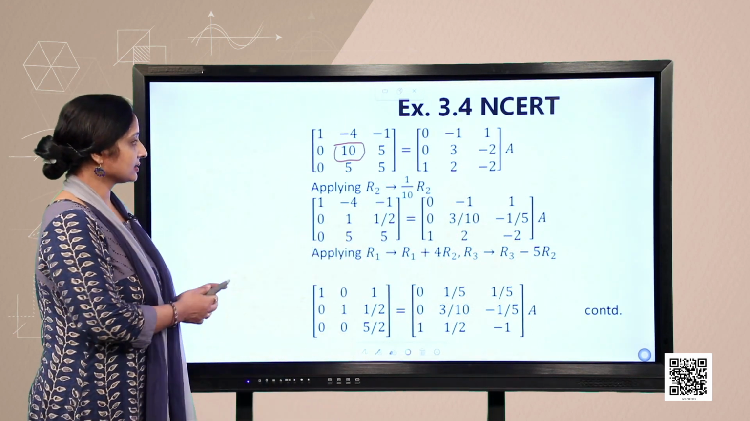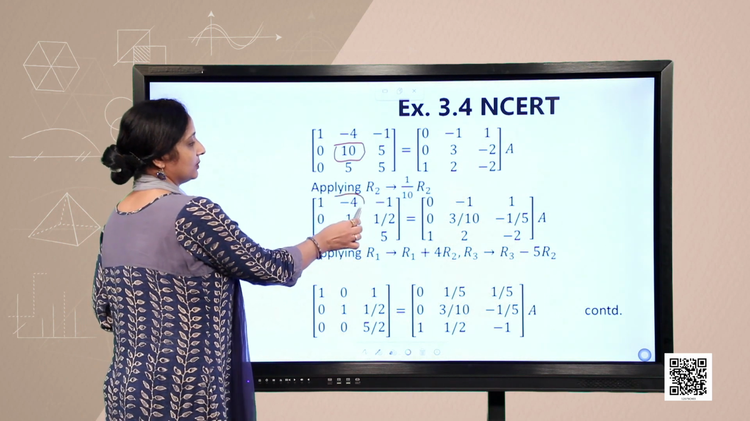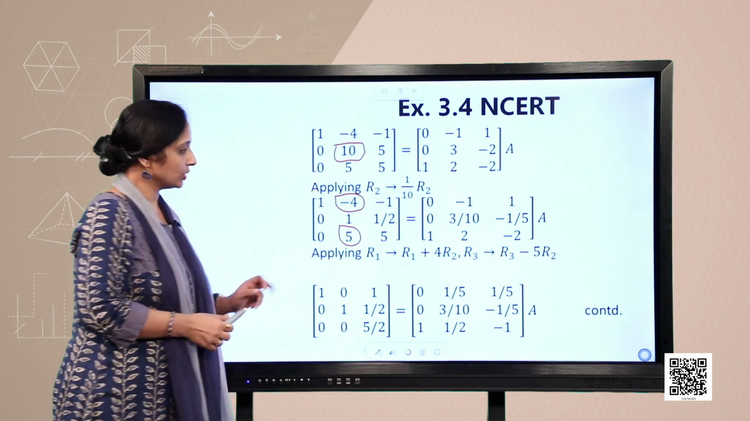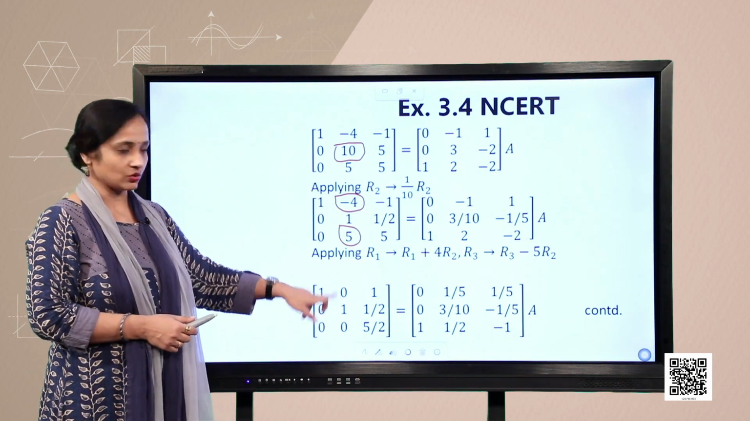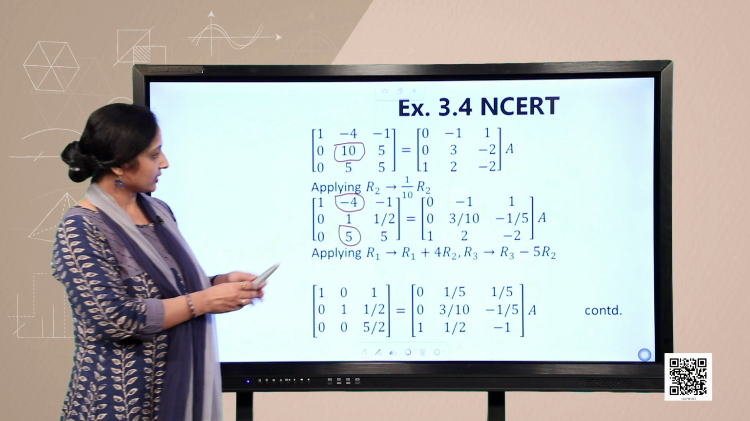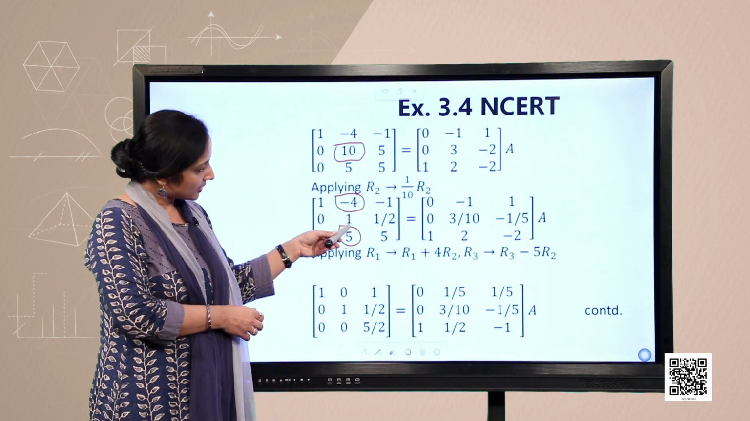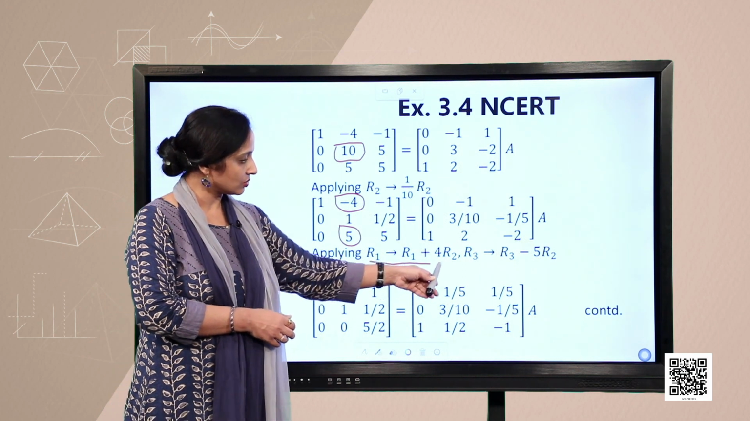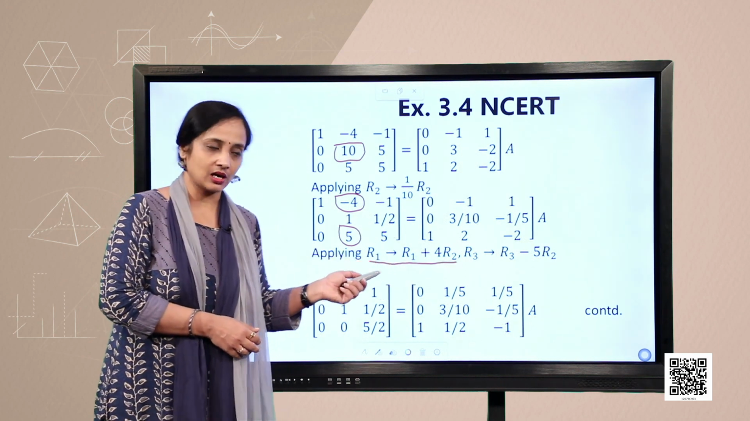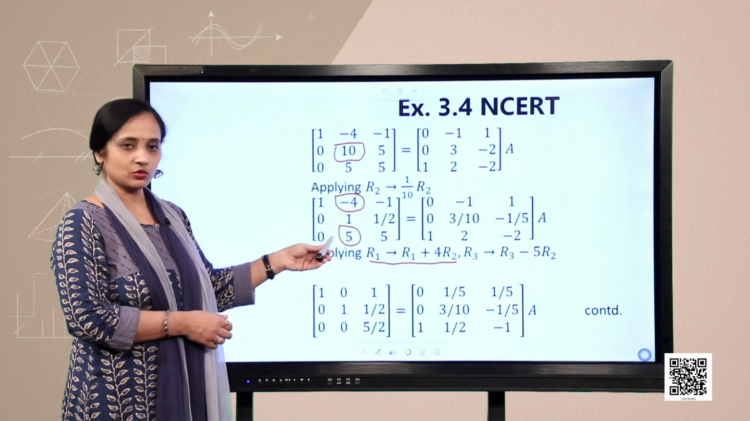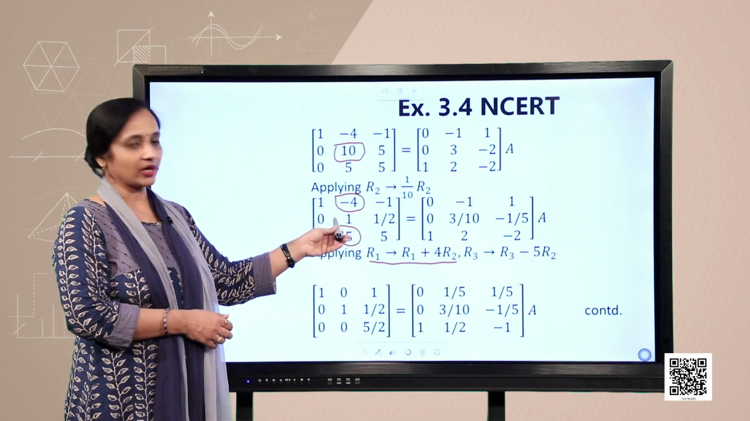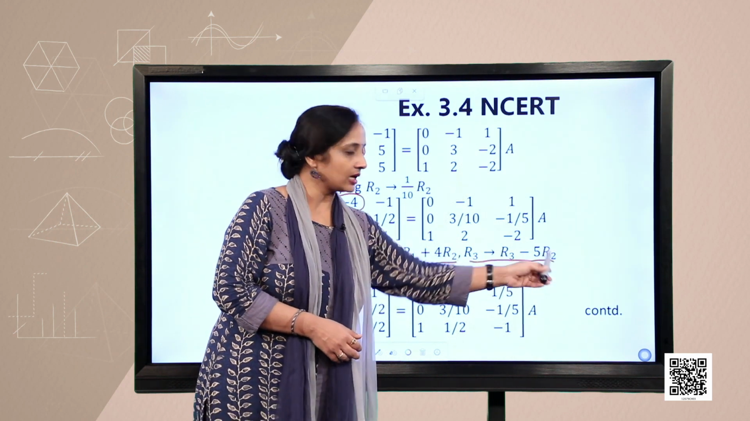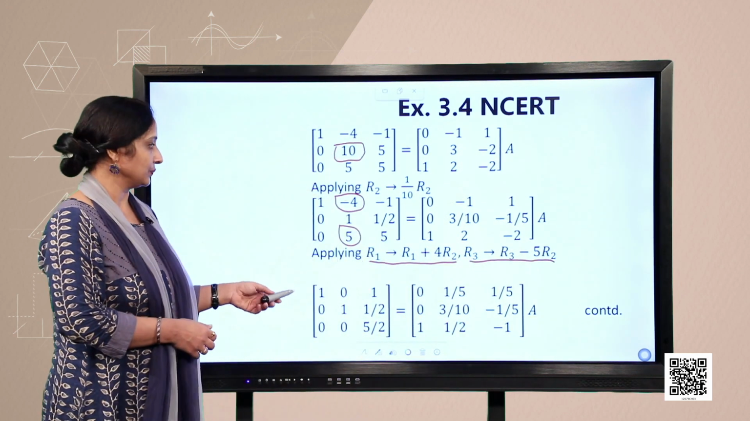The next step is that these elements A12 and A32, these two elements have to be made 0. So focus on these elements. Minus 4 plus 4 times 1, that means it's written as R1 changes to R1 plus 4 times R2. Similarly, this 5 is to be made 0. So 5 minus 5 times 1, which is written as R3 changes to R3 minus 5 times R2.